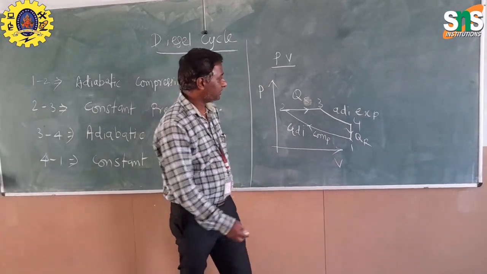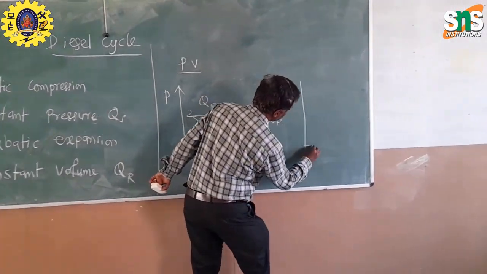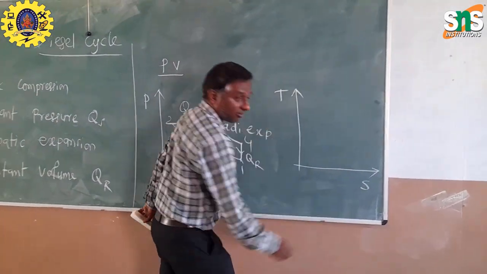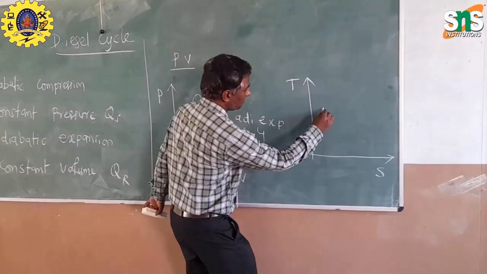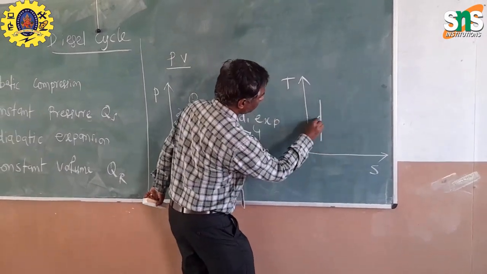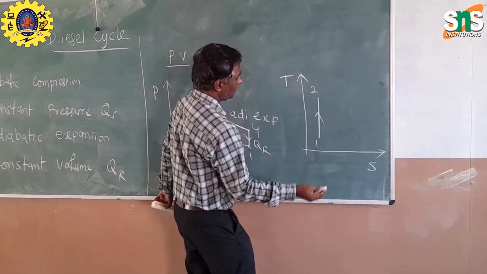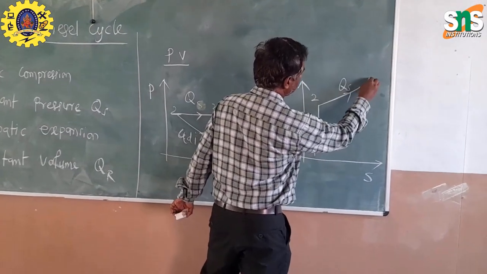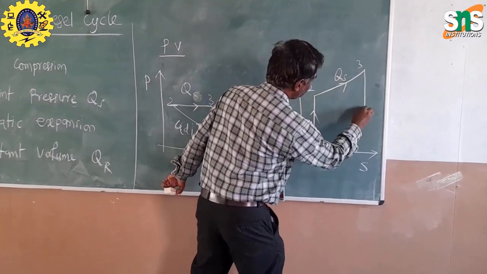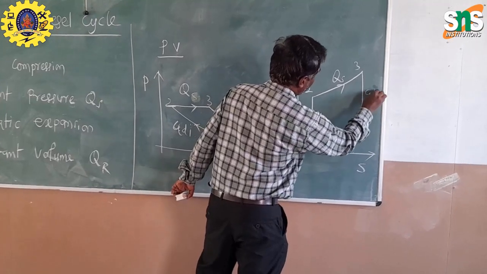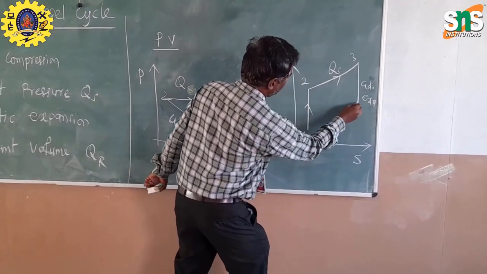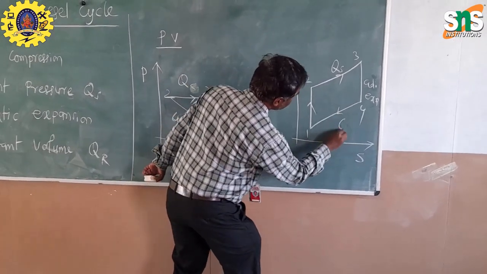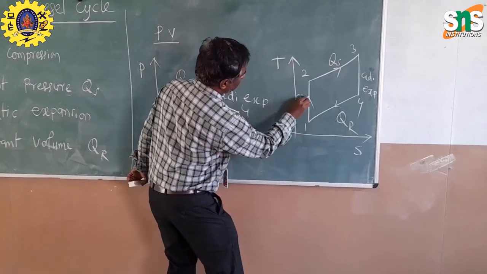Okay. For this process, how to draw the TS diagram, that is temperature versus entropy. For adiabatic compression, 1 to 2, and 2 to 3 is the heat addition process, and 3 to 4 is the adiabatic expansion process, and 4 to 1 is where the heat is rejected. Okay, this is adiabatic compression.